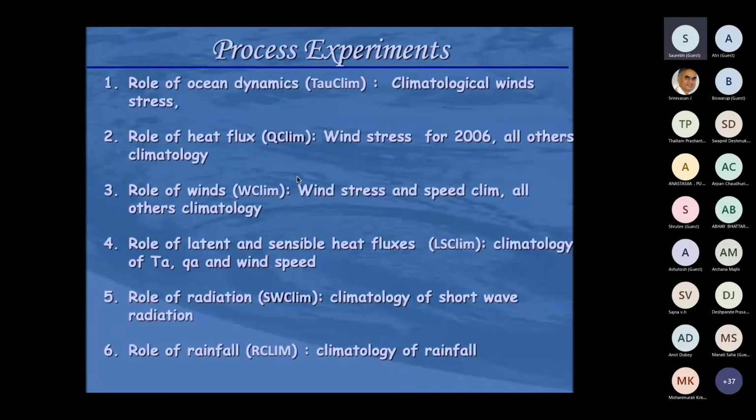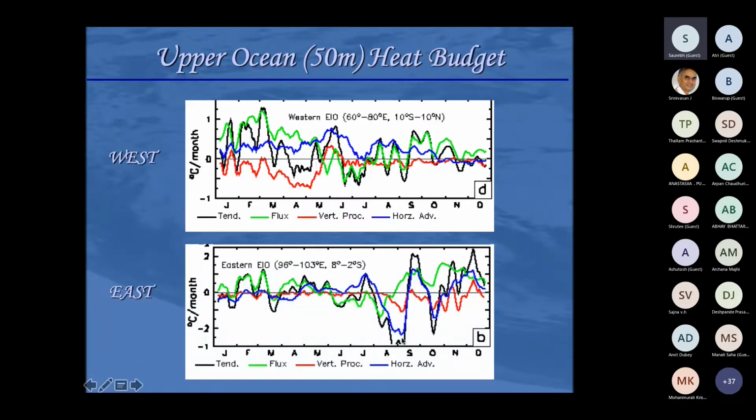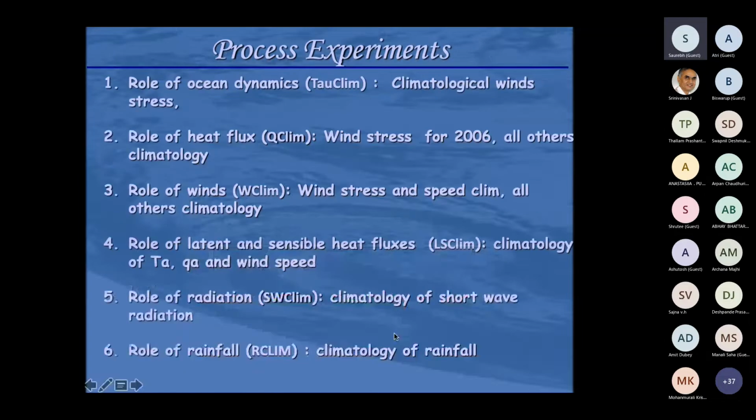So we carried out a series of experiments. What I would like you to learn is how the model can be used to isolate these processes. For example, we can split them. Because when we look at this curve, we see that at times the air-sea flux, the green curve, is important, whereas at other times the blue curve, the horizontal advection, is important. One of them is a heat flux driven process. The other one is a dynamics driven process. So we need to separate them. What is the role of ocean dynamics and what is the role of heat flux?